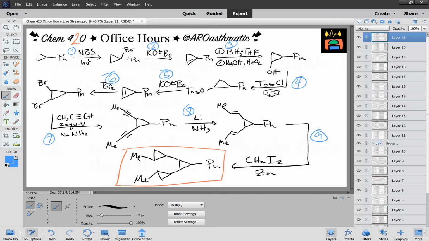You only write out a mechanism for a problem where they say write the mechanism, draw the mechanism for the following reaction. They'll give you the reactants and products. Then you have to write the step-by-step mechanism. But you won't ever do that for a synthesis problem.